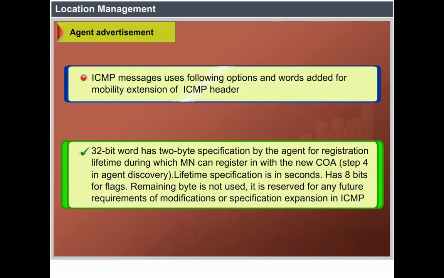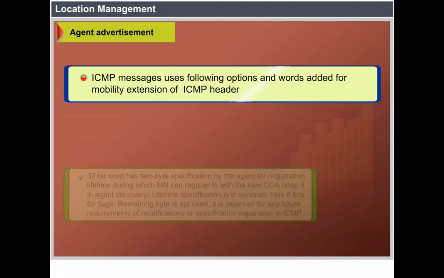The 32-bit word has a 2-byte specification by the agent for the registration lifetime, during which the MN can register the new COA in step 4 of agent discovery. The lifetime specification is in seconds and has 8 bits for flags. The remaining byte is not used. It is reserved for any future requirements of modifications or specification expansion in ICMP.